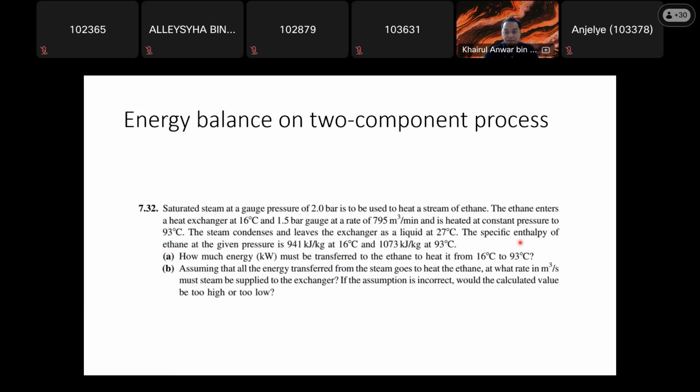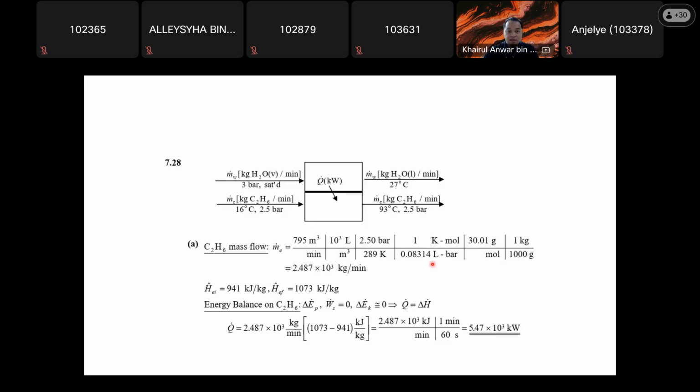So in this question, the specific enthalpy H delta P is given, because otherwise we cannot find the answer, so you would find the information in the back of the book. The question is how much energy must be transmitted to the ethane from 16 degrees C to 93 degrees C. Okay.